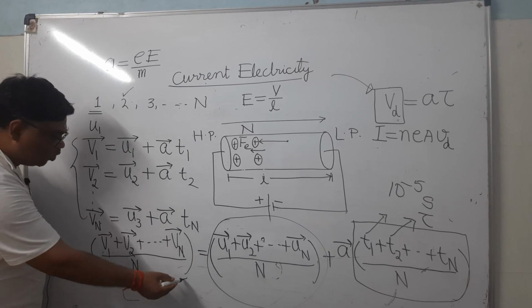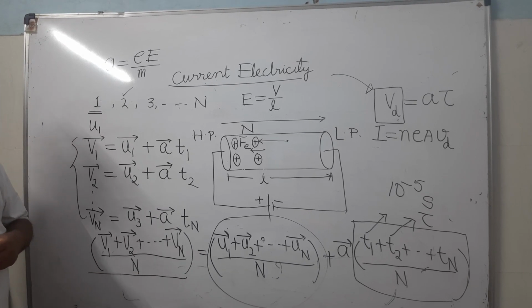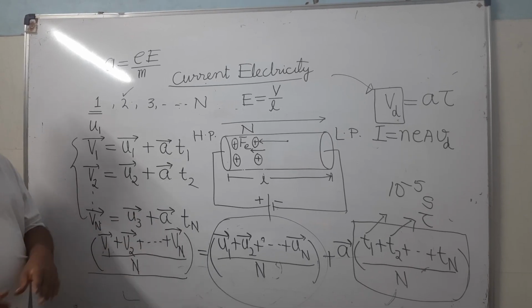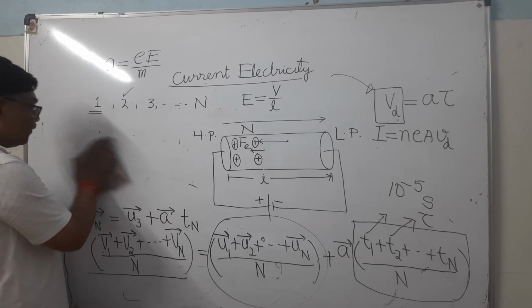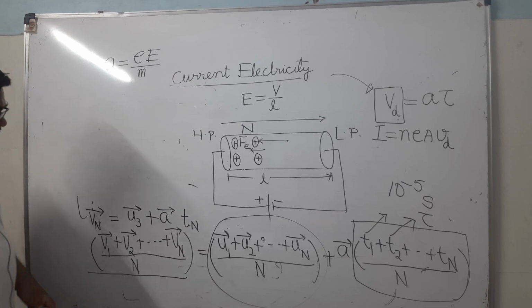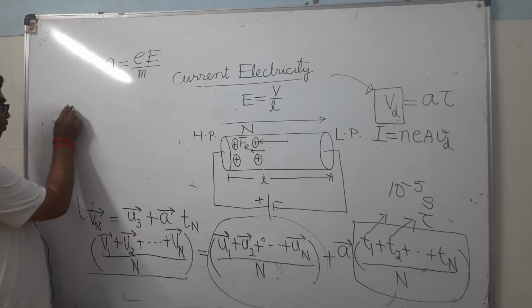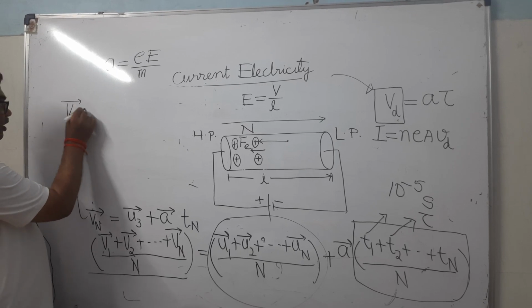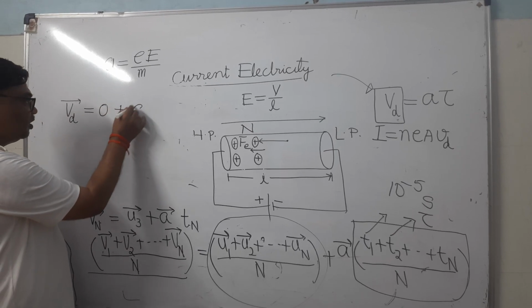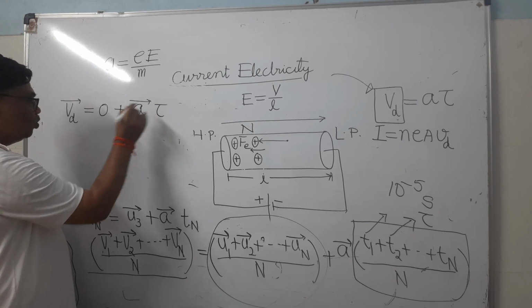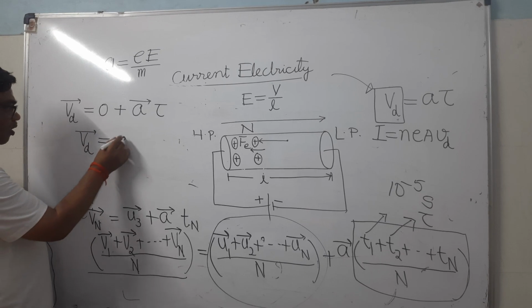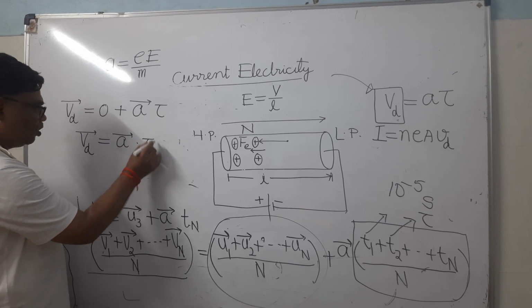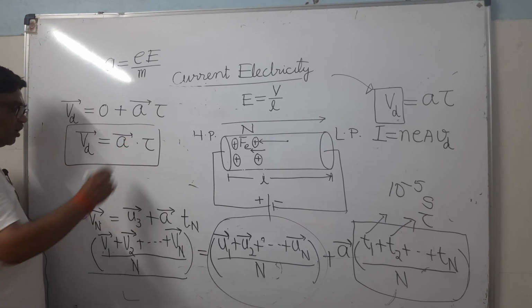I have already told you that this is the drift velocity. It is the average velocity acquired by the free electrons under the influence of potential difference. So if you write it here, it will become vector Vd equals to 0 plus vector A into tau, means vector Vd equals to vector A into tau. This is one expression.